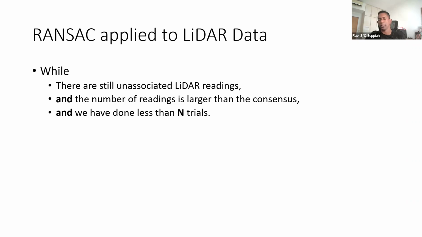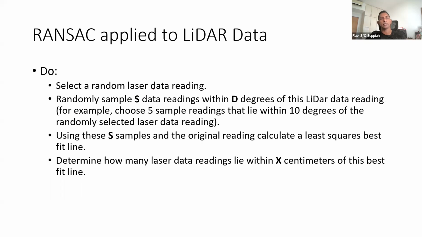Firstly, it has this loop where there are still unassociated LiDAR readings. That means there's still new data coming in, and the number of readings is larger than the consensus. That means you still have a lot of data. What you need is to come to an agreement, and we have not yet done the required number of trials. So what it does is set a random data selection first.